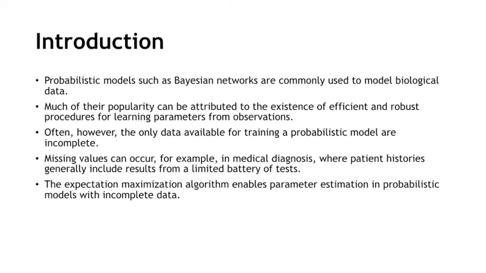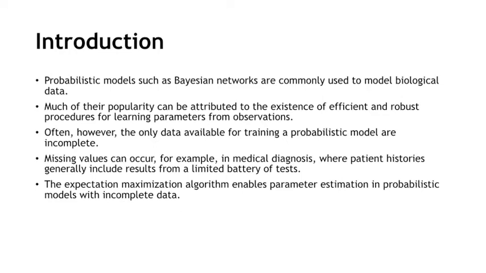So we have already talked about in class about the Naive Bayes algorithm, which is a probabilistic model used for classification. Any probabilistic model such as Bayesian networks can be used to model biological data, just because they can learn from the observations. They're very popular, they're robust and they're fast, of course. But again, there might be a problem when we are working with a large set of data.